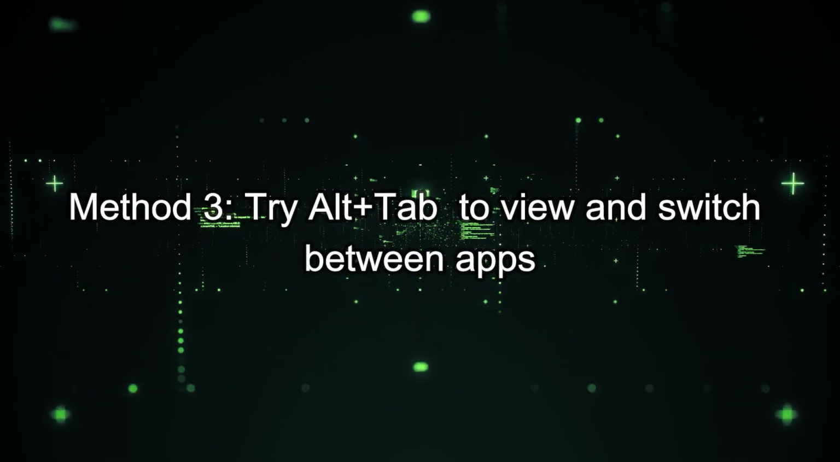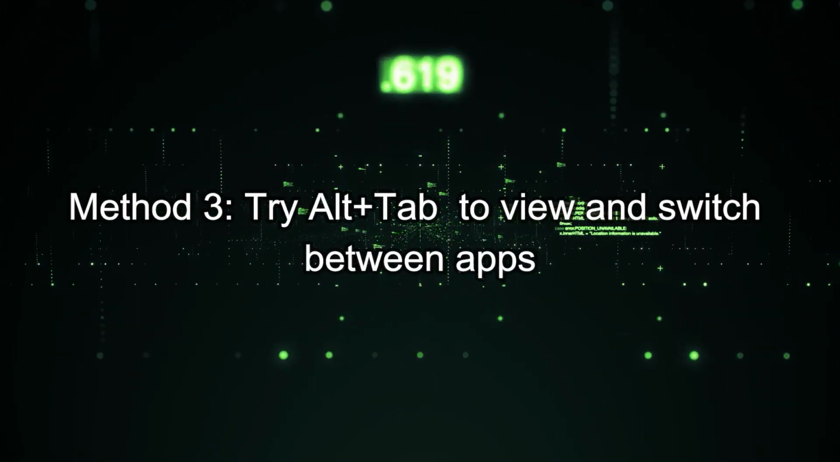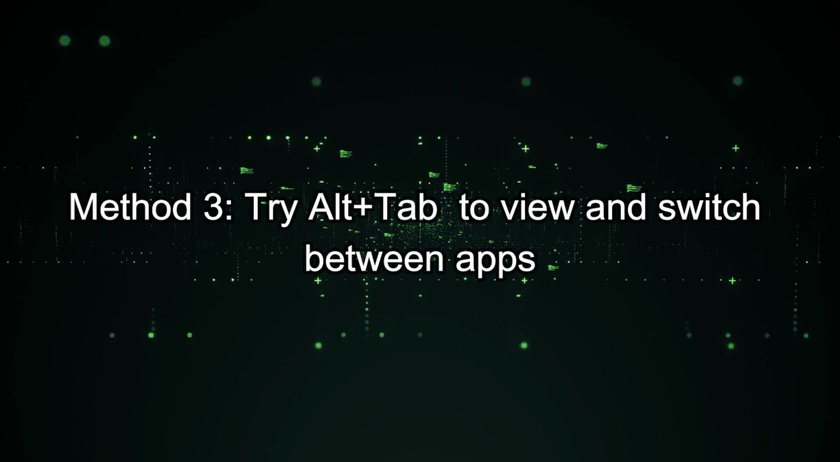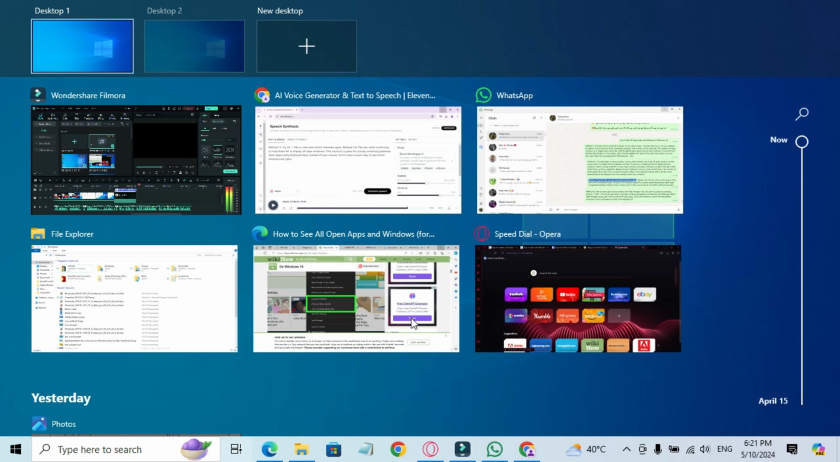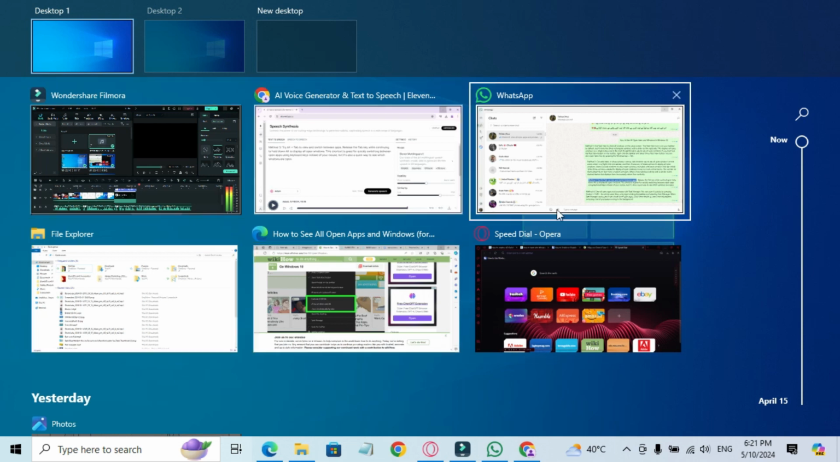Method 3. Try Alt+Tab to view and switch between apps. Release the Tab key while continuing to hold down Alt to display all open windows. This shortcut is great for quickly switching between open apps using keyboard keys instead of your mouse, but it's also a quick way to see which windows are open.